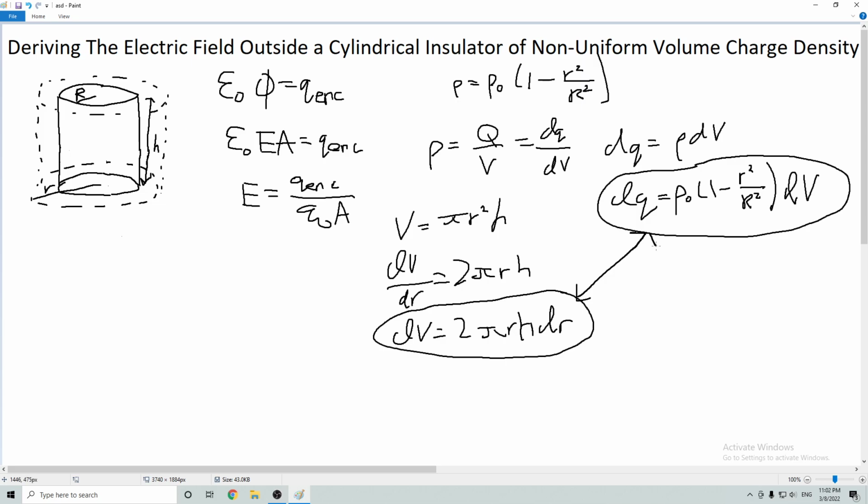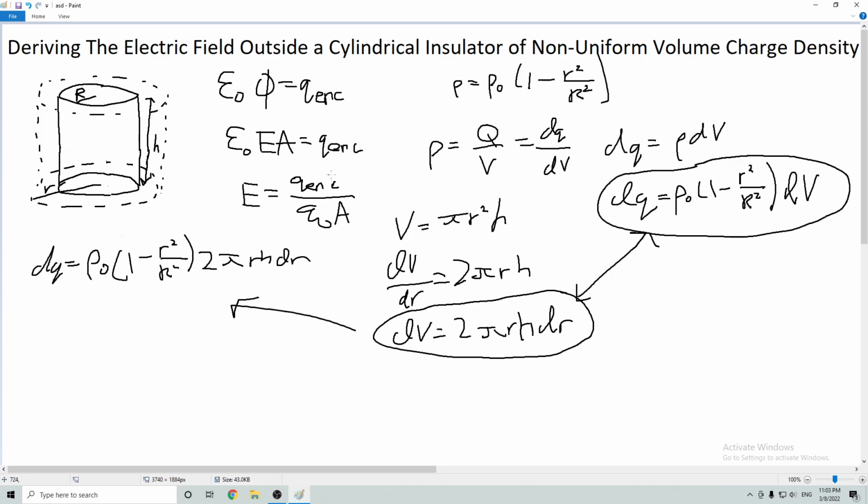So now we have these two equations. We're going to basically combine them over here. So we're solving for dQ. So dQ is equal to rho naught times 1 minus little r squared over big R squared times dV, and dV is 2 pi rh dr. Okay, so now we have dQ.